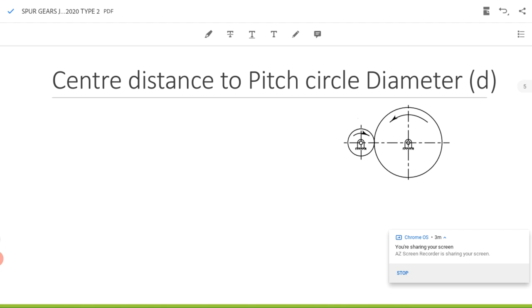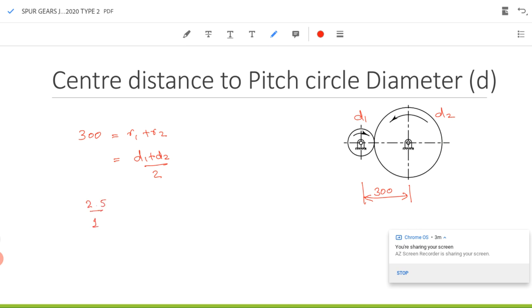First we'll find the diameters from the center to center distance. We are given the center distance is 300 mm. As we have said, 300 mm is equal to the sum of the radii, R1 plus R2. In terms of diameter, R1 plus R2 equals (D1 plus D2)/2. But it was given that the speed reduction is 2.5:1, so 2.5/1 equals D2/D1. From these two equations, I can find the values of D1 and D2.